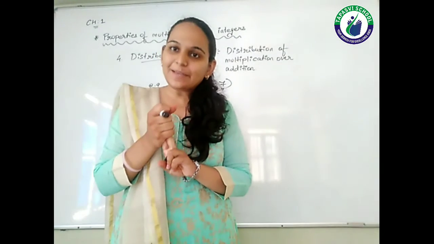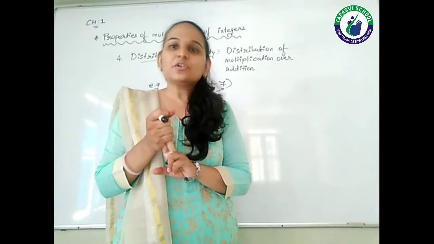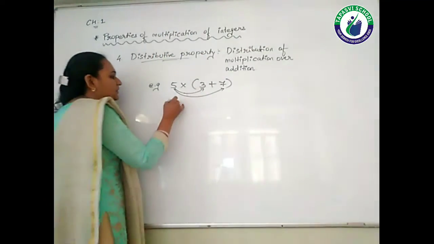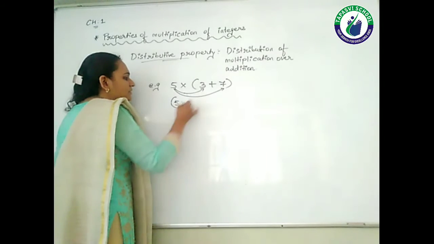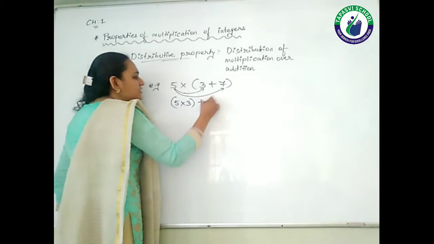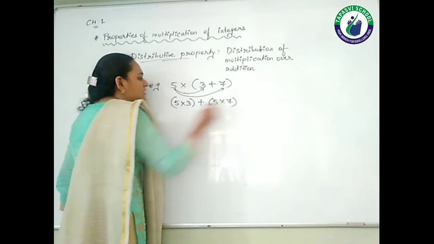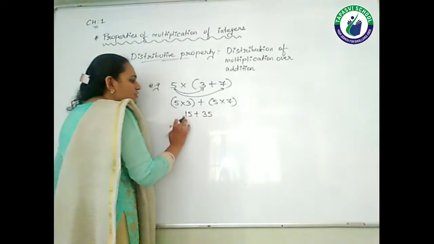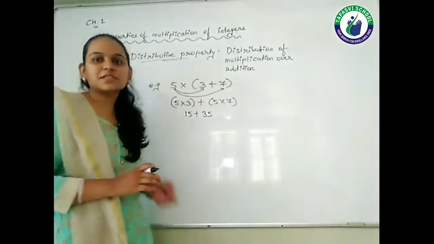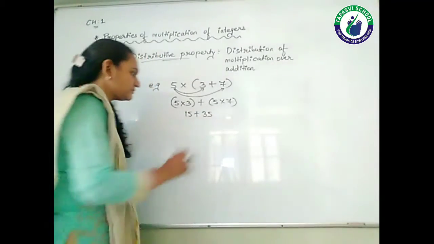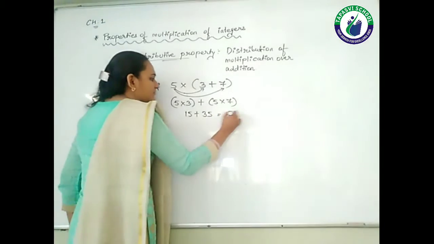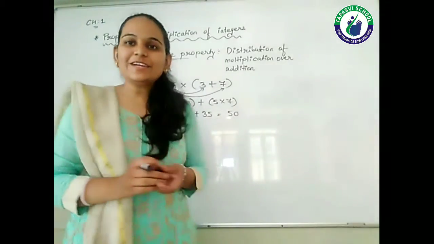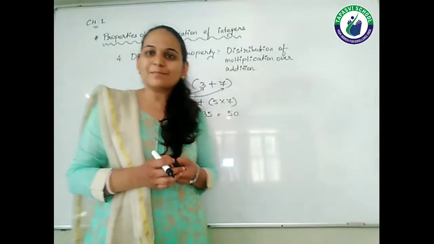After getting the multiplication, that means the product, you need to have the addition. So 5 into 3 plus 5 into 7. So 5 3s is 15 and 5 7s is 35. So 15 and 35, the total comes as 50. Okay, now let's see one more example.